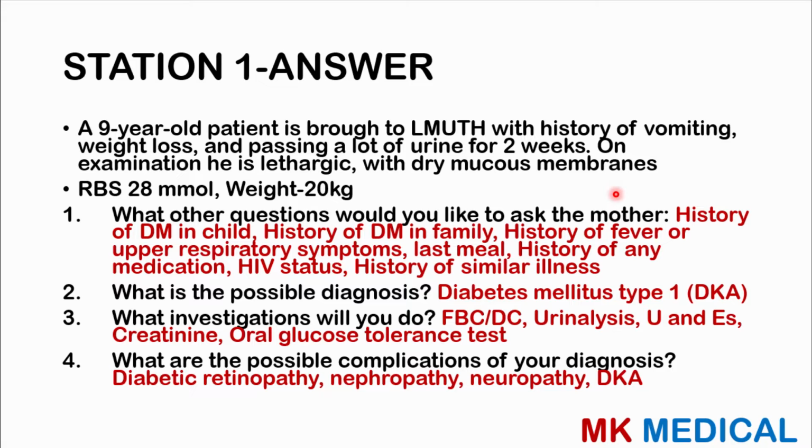What investigations will you do? So you do a full blood count or a complete blood count with a differential count, a urinalysis. You also do your urea and electrolytes as well as creatinine. You also order for an oral glucose tolerance test. What are the possible complications? They may be short-term complications, things like diabetic ketoacidosis, hypoglycemia that is often due to insulin treatment, or you could have long-term complications that could be microvascular complications such as diabetic retinopathy, diabetic nephropathy, and diabetic neuropathies.